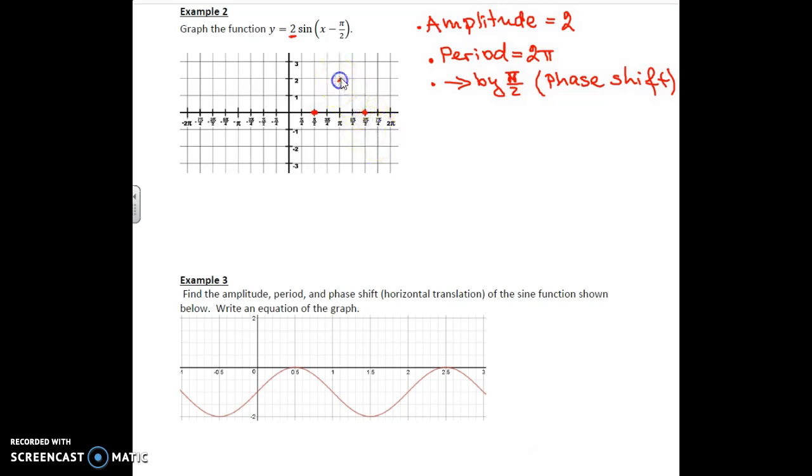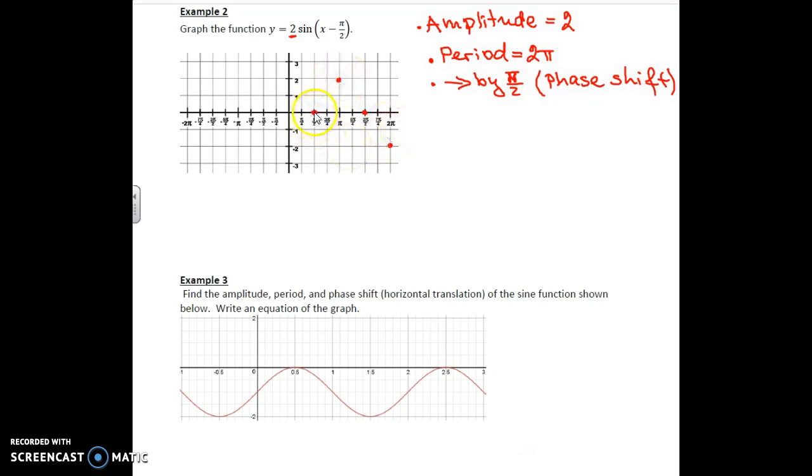Right in between, I will have my maximum. So the maximum will be at pi, and then at 2 pi, it will be at a minimum. It goes back up so that it can cross the axis again and finish this period at 2 pi plus pi over 2. So what is that? 5 pi over 2. Now here, I need to go backwards and repeat the same period.